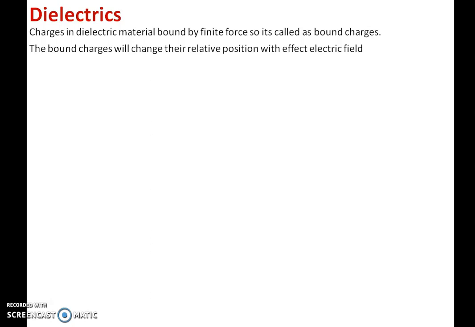This formation of the dipole will allow us to store energy in the dielectrics. The formation of the dipole will allow the storing of energy in the dielectric material. Because of this formation of the dipole, we can store the energy in the dielectric material.